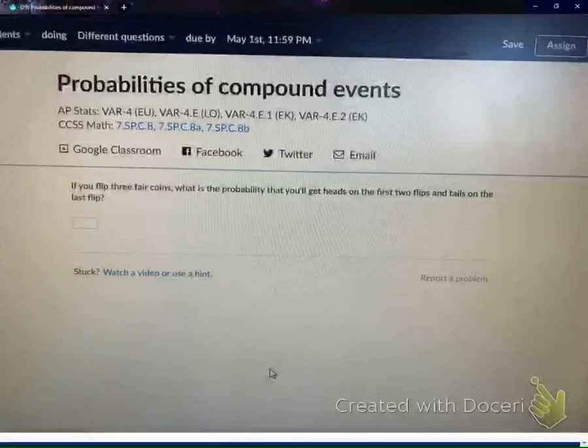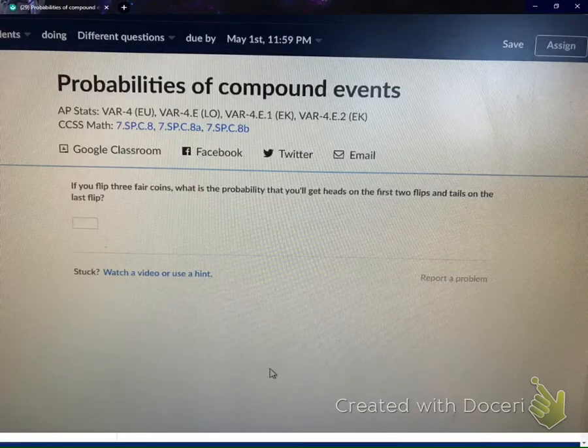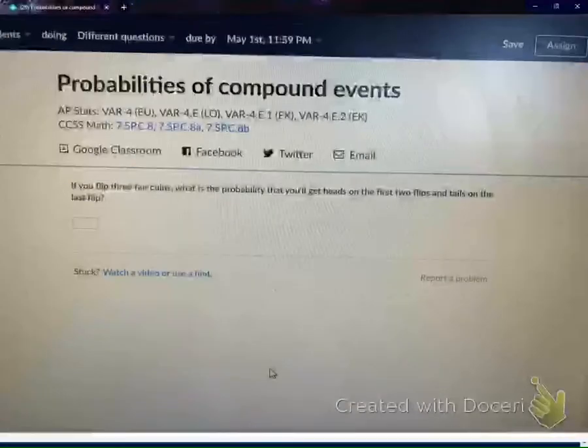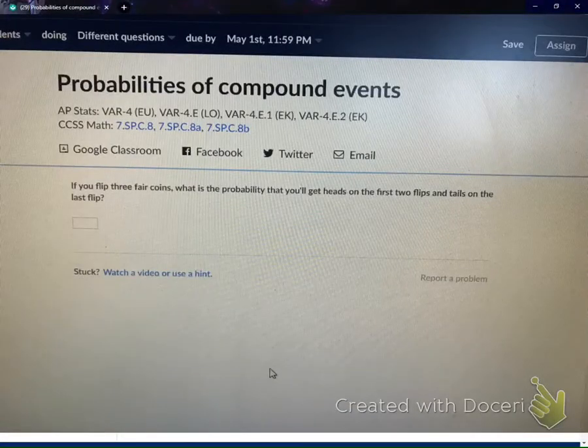Here is a second example, again in the same topic of compound events. If you flip 3 fair coins, what is the probability that you'll get heads in the first 2 flips and tails on the last flip? So once again, keep in mind that we have several different things happening here. It looks like we have 3 individual flips of a coin, and these are all "and," which means that we're working for that one particular outcome at the end, and that "and" again means we're multiplying each of these probabilities together.